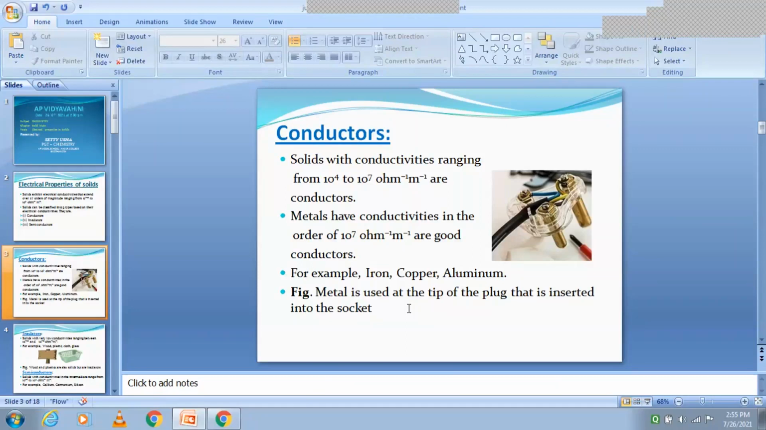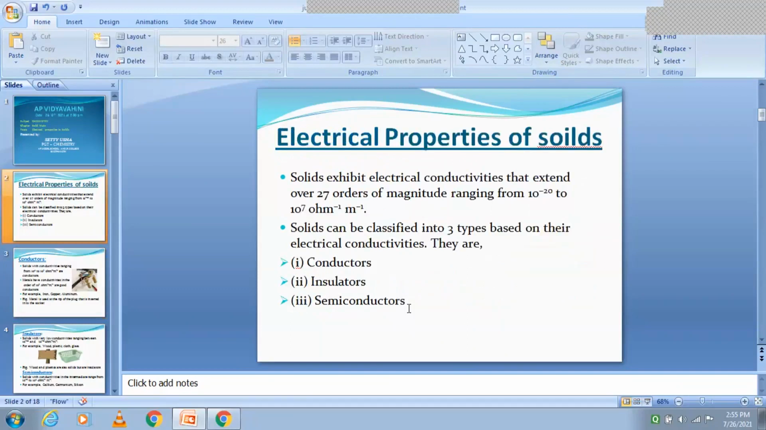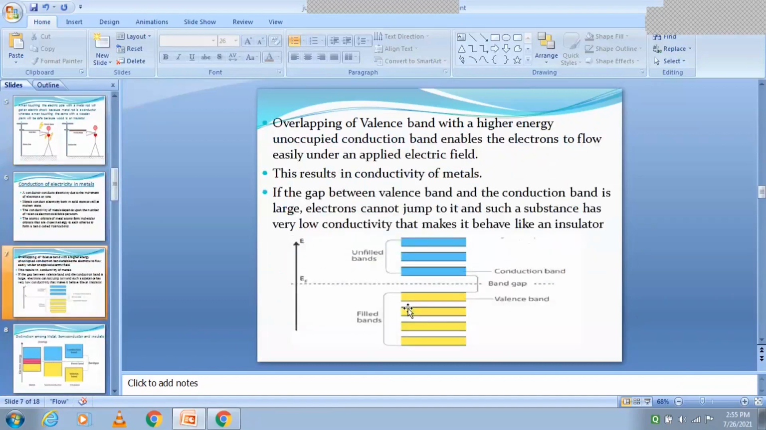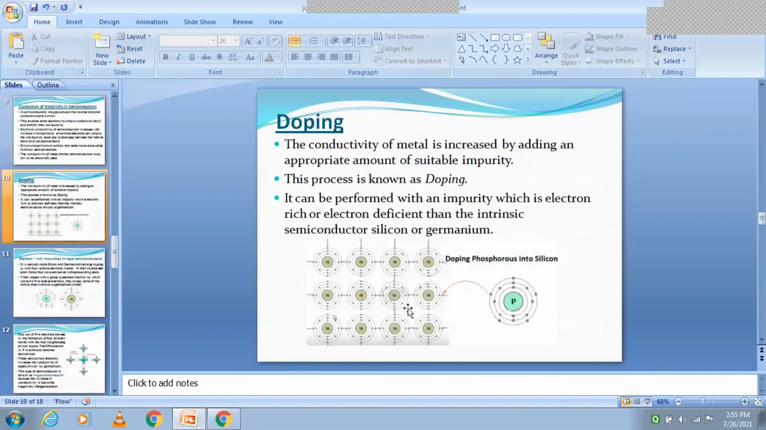Please tell me about rich impurities, ma'am? Which impurities? Could you repeat the question? Electron rich impurities.